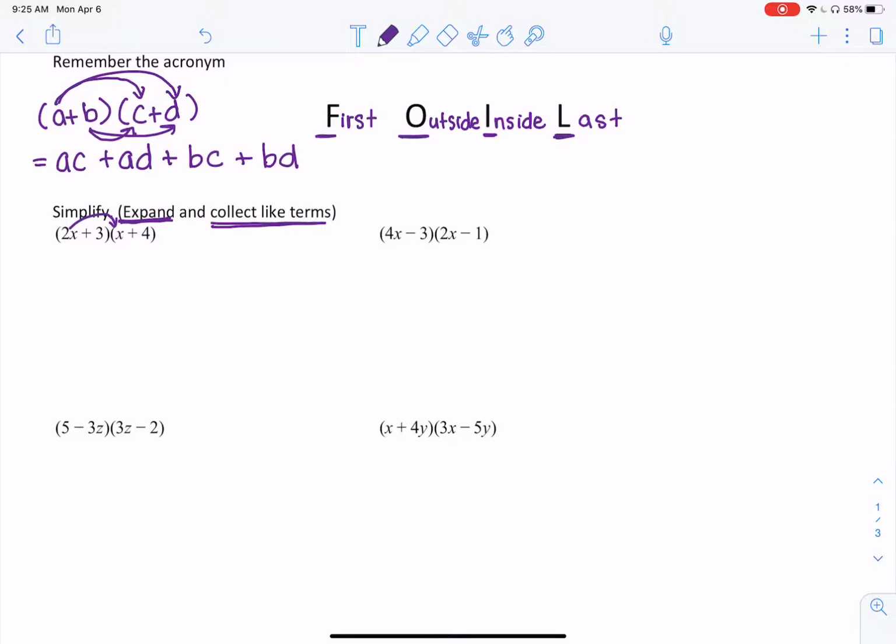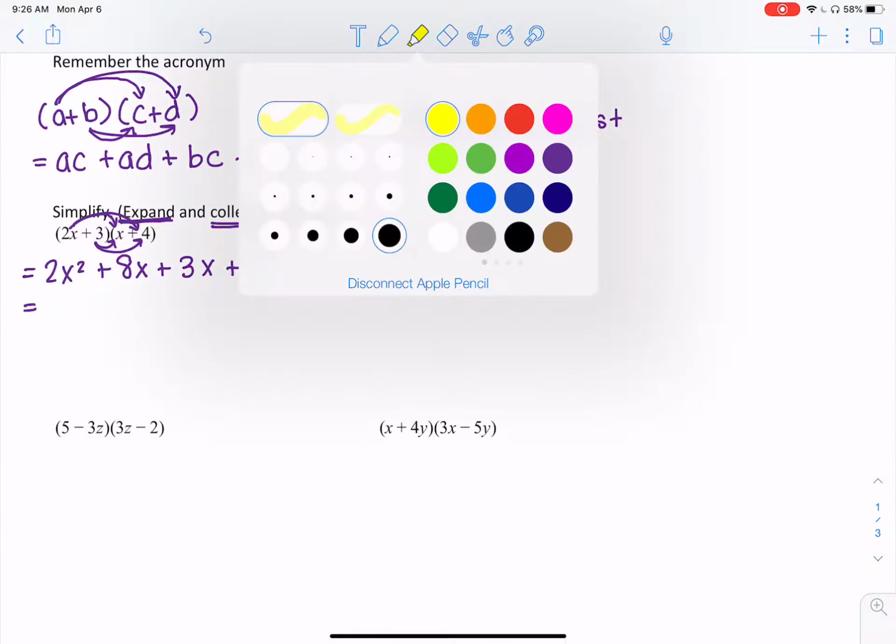So for this first one, we'll start by drawing our arrows. 2x multiplied by x will give me 2x squared. 2x multiplied by 4 will give me 8x. And now we need to multiply this 3. So 3 times x, 3x. And then 3 times 4 is 12. So that's our expand part. And the next thing we need to do is our simplify part.